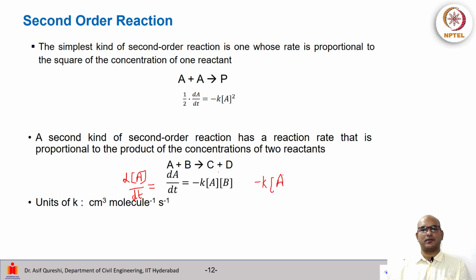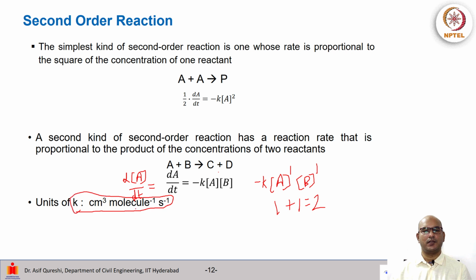So, A is to the power 1 and B is also to the power 1. So, 1 plus 1 equals 2. Also, it is important to note that the unit of K is not just per second, because it is a second order. Unit of K is centimeter cube molecule to the power minus 1 second to the power minus 1.